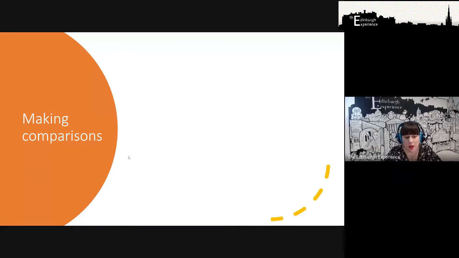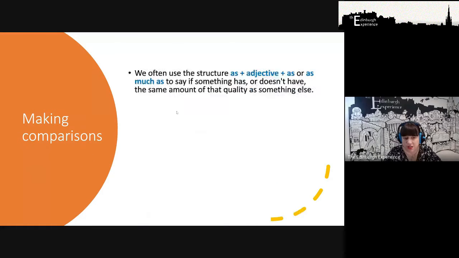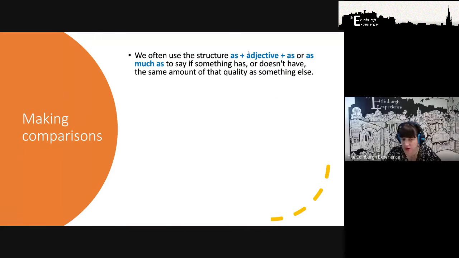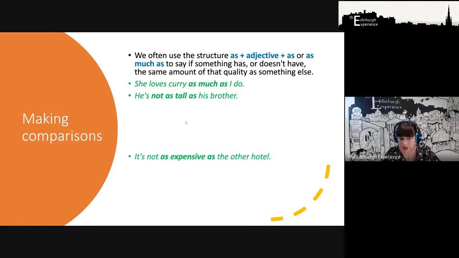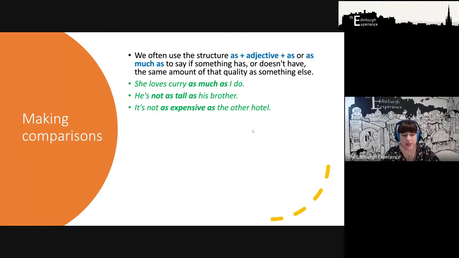So as and like, we'll use them a lot for making comparisons. So of course we'd have your basic comparative structure to say something is the same or has the same quality as, with as an adjective as, yeah? So what I mean by that is she loves curry as much as I do. He's not as tall as his brother. It's not as expensive as the other hotel. That dog is as big as that child, okay? Which I'm sure you've all seen before and you probably are familiar with, right?